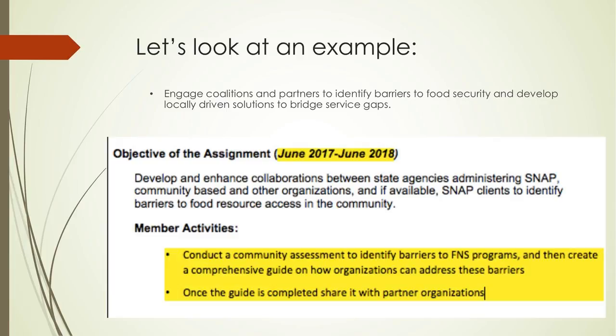So I just took a couple of member activities that I had listed on the Benefits Access goal slide to show you what member activities would fall under this objective. So a couple of activities that someone doing this objective might do would be to conduct a community assessment to identify barriers to FNS programs and then create a comprehensive guide on how organizations can address these barriers. And once the guide is completed, share it with partner organizations.